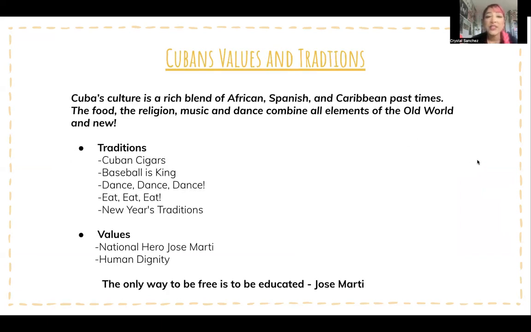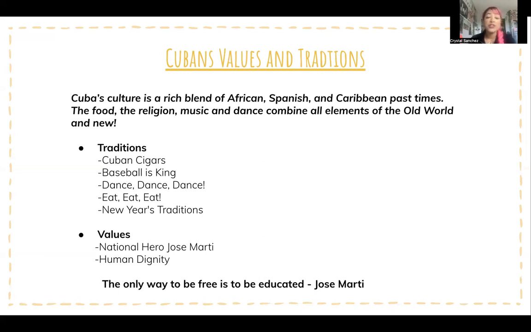So the Cuban values and traditions. Cuban culture is rich in African, Spanish, and Caribbean pastimes. The food, the religion, and the music and dance combine all elements of old world and new. Some of the traditions are Cuban cigars. Individuals in Cuba like to take the time to smoke cigars with family and enjoy their moments. And baseball is king, as we discussed earlier. It's very popular. And dancing as well, such as salsa, rumba, and mambo. And they like to eat; they like to make delicious meals.